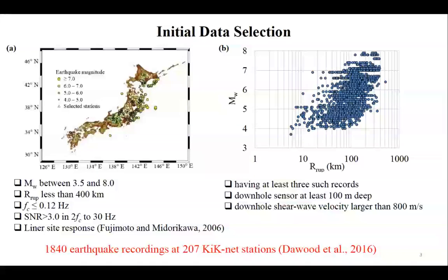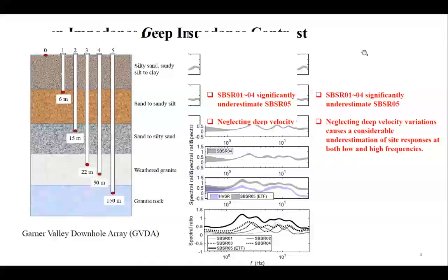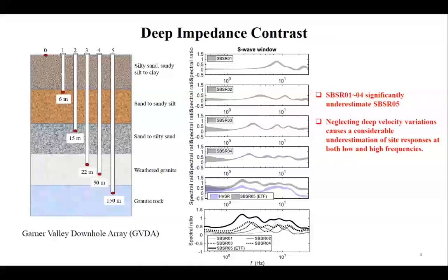Firstly, it's data selection. We selected our ground motion data from a processed database by Dawood et al. 2016. These are our data selection criteria. After the initial data selection, we have another round of data selection. I will explain why we have a second round of selection by using the Garner Valley downhole array. This array is unique in that it has many downhole sensors at different depths: the surface station and downhole stations 1 to 5 at depths 6, 15, 22, 50, and 150 meters respectively.